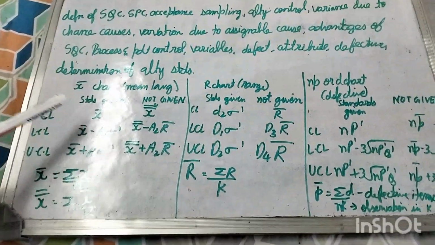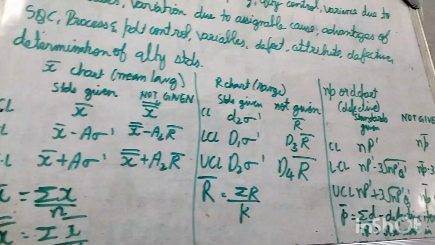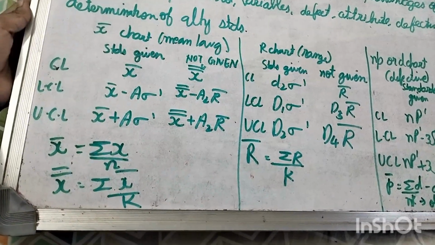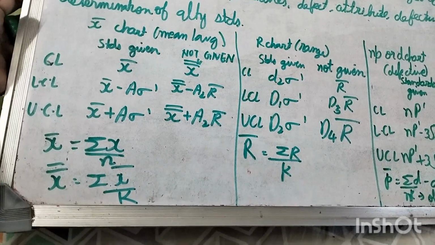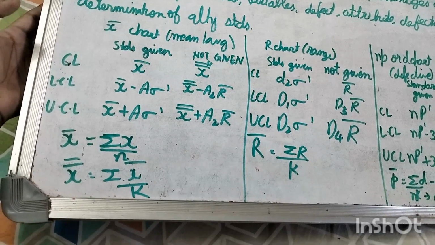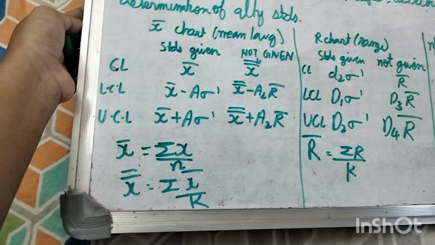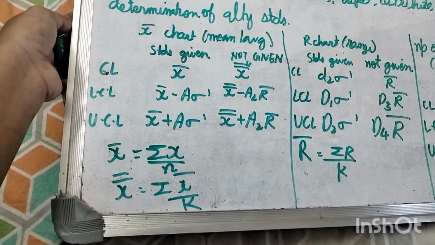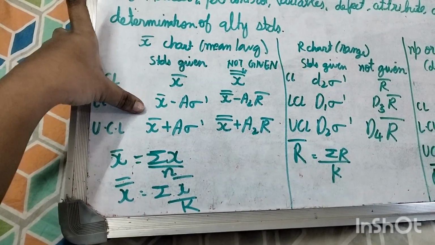So first is the X bar chart, next is the R chart, and then it's the NP or D chart. So in X bar chart, we need to know that there are two deviations, that is standards given and standards not given. So this is class limit, lower class limit, and upper class limit. Class limit standards given is X bar, and then X bar minus A sigma dash. For upper class limit, it's X bar plus A sigma dash. It's just the changes in the signs.